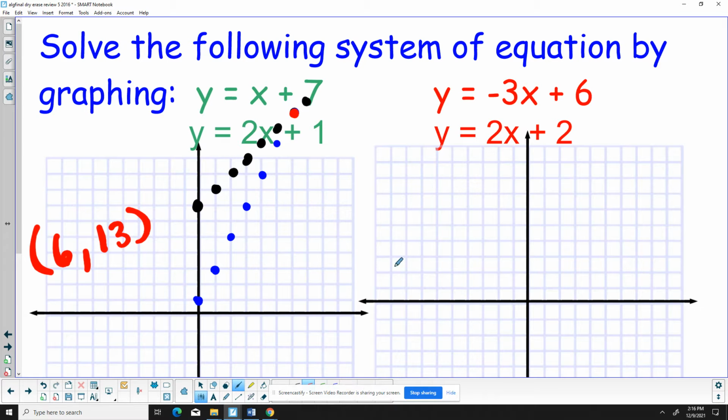And if I do this one, it's the same thing. So up 2, and then going up and right. And if I switch colors, see, up 6, 1, 2, 3, 4, 5, 6, and down 3, right 1. Ooh, this one does cross at a nice place. 4 up, yeah.